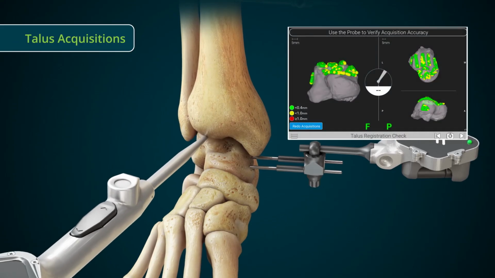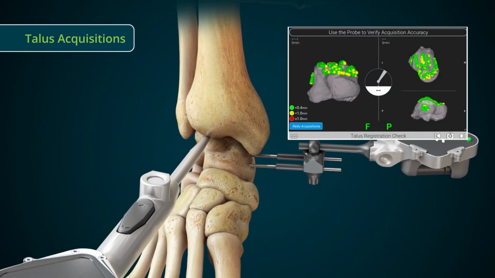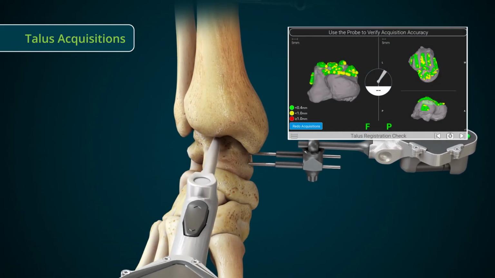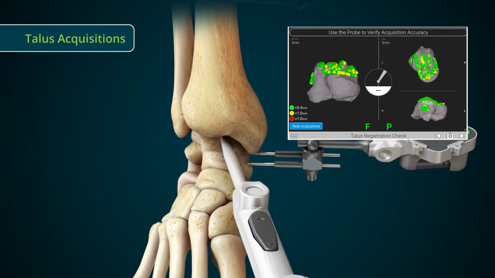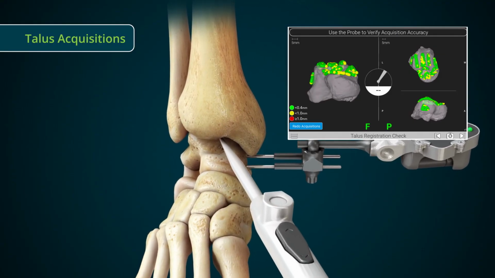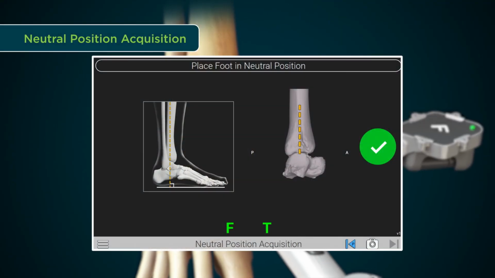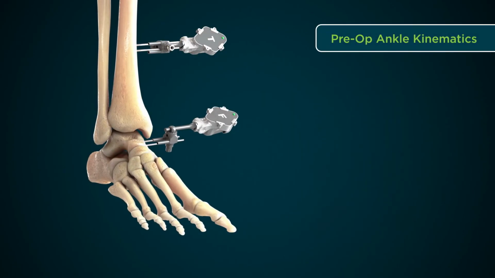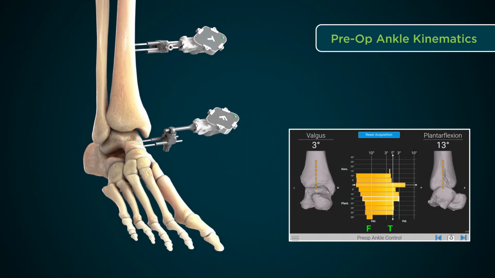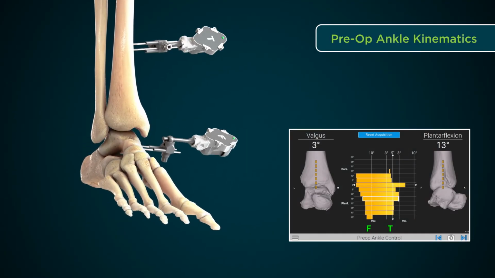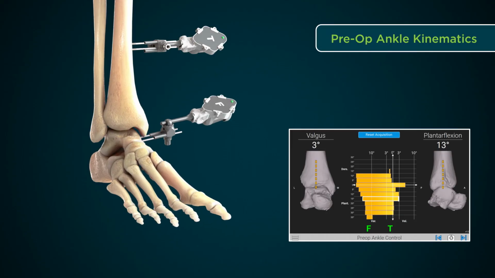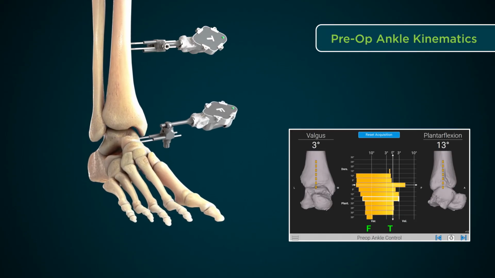Next, perform the talus acquisitions. The system will digitize the acquisitions and generate another color map of the points for verification. Acquire the neutral position data point to define the neutral orientation of the talus. Develop a preoperative laxity curve by repeatedly moving the foot through a full range of motion while varying the varus valgus position.